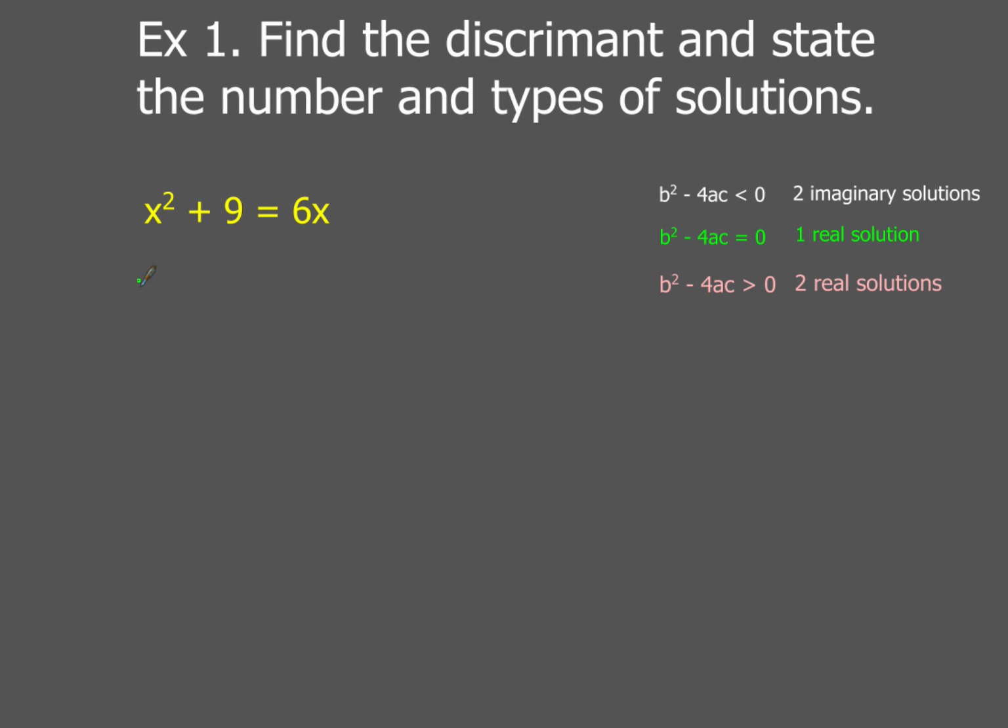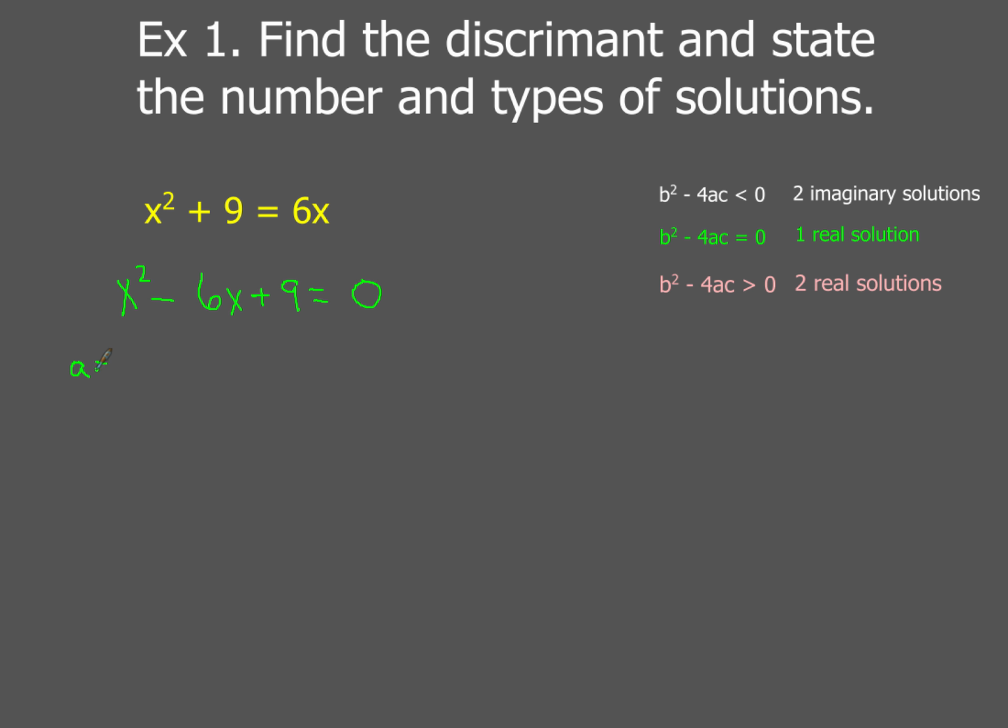Now, when we do that, first, we're going to have our x squared term. Now, 6x is our linear term, so we're going to write that one next. So minus 6x. And then we're going to have our plus 9, so equals 0. So x squared minus 6x plus 9 equals 0. And that quadratic equation is now in standard form.